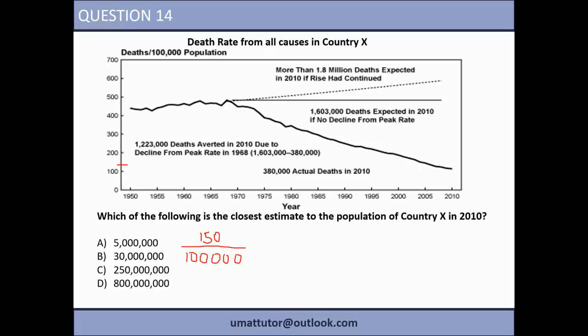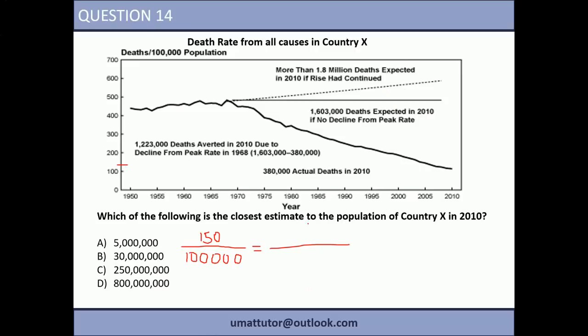I'm going to say that this here is equal to the total number of deaths out of the whole country, because that's what it is. It's a rate. It's showing you a proportion of the population, but that rate is the same as the whole population.